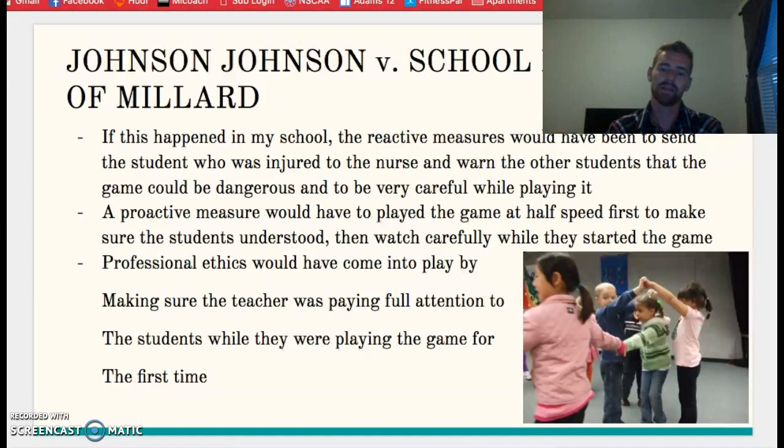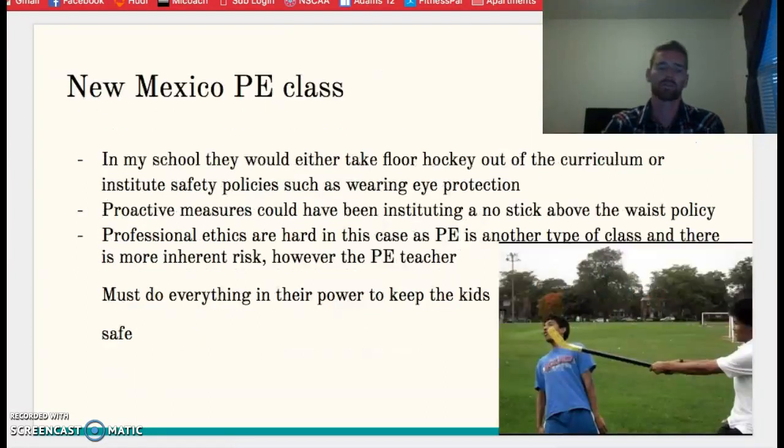But definitely the teacher should have been watching carefully. If this is the first time they're playing the game, she has to be watching instead of writing on the blackboard, and that could definitely save this. Professional ethics, again, that's similar to what I just said. Make sure they're paying full attention. It's the first time they're playing the game. You got to supervise them, especially first graders.